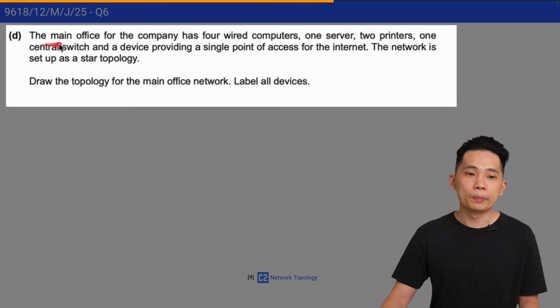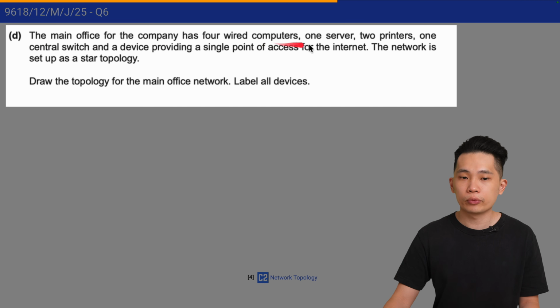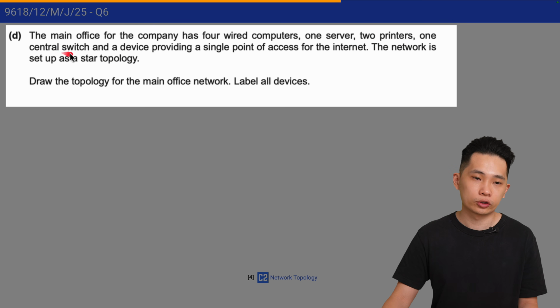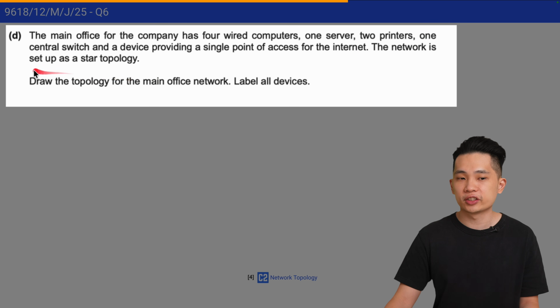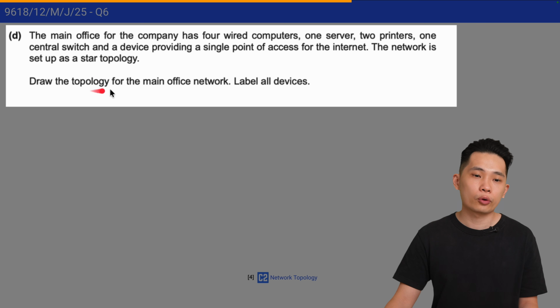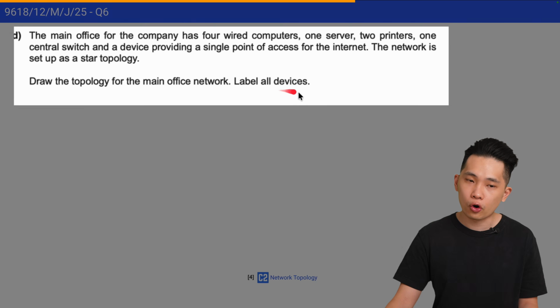For D, the main office for the company has 4 wired computers, 1 server, 2 printers, 1 central switch, and a device providing a single point of access for the internet. The network is set up as a star topology. Draw the topology for the main office network, label all devices.